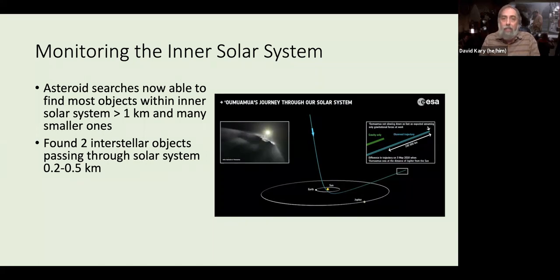The objects that we've seen, both Oumuamua and Borisov, are somewhere in the 200 to 500 meter size range. As I say, we saw them. We know that they're interstellar. They clearly came from outside our solar system. They were moving way too fast to be solar system objects, and they rolled on back out again. Well, in the case of Borisov, it kind of broke up instead.